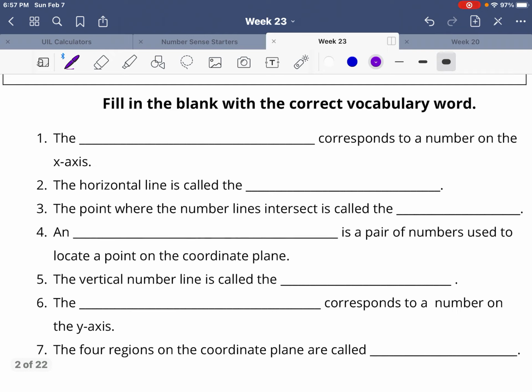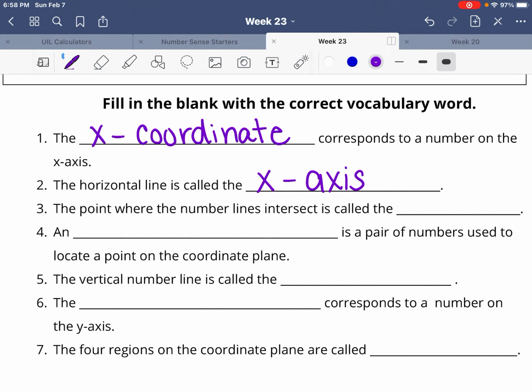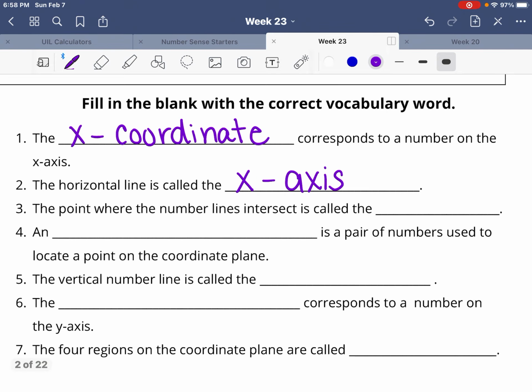The blank corresponds to a number on the x-axis. That, my friends, is the x-coordinate. Okay. The horizontal line is called the x-axis. The point where the number lines intersect is called the origin. And blank is a pair of numbers used to locate a point on the coordinate plane. The word that fits in this blank is an ordered pair.